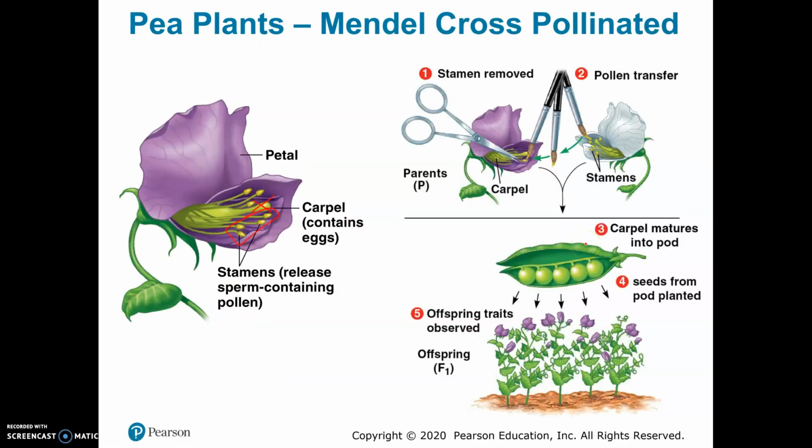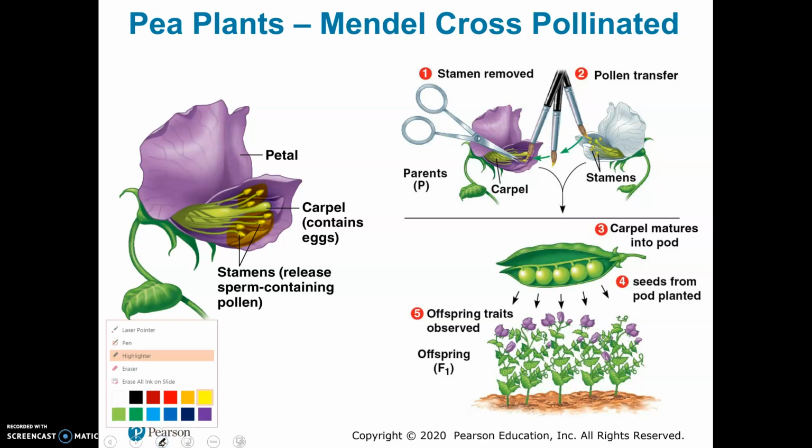He was actually a monk, and he worked in the garden, and so he worked with pea plants because they were available to him. If you look at the flower from a pea plant, you'll see that it's got both female and male parts. The carpel is the female part, that's where the eggs are, and the stamen are the male parts. So you've got male parts here, and then you've got a female part in the middle.